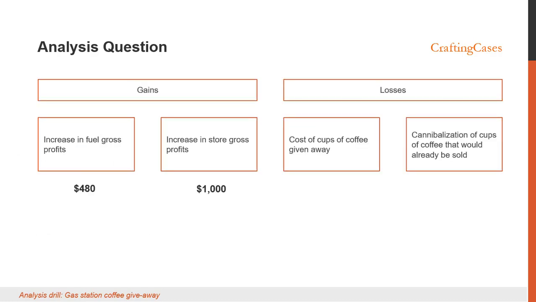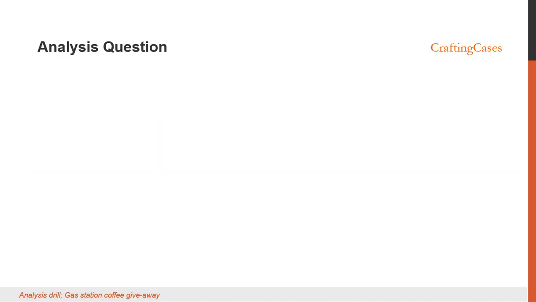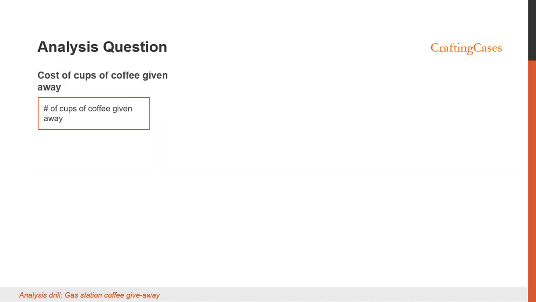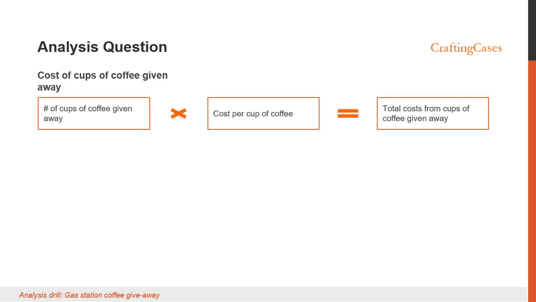Alright, next, cost of cups of coffee given away. So that is the number of cups of coffee given away times the cost per cup of coffee, which equals the total costs from cups of coffee given away. So number of cups of coffee given away is the number of customers times the percentage of customers that go into the store. So gas station customers times the percentage that go into the store times the percentage that actually get their cup of coffee.